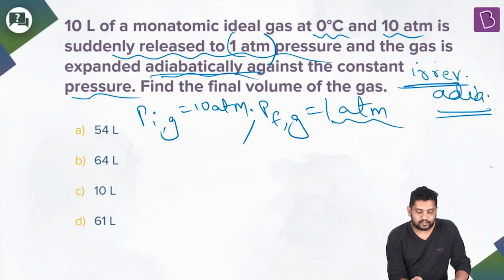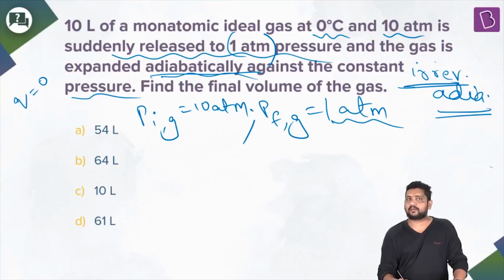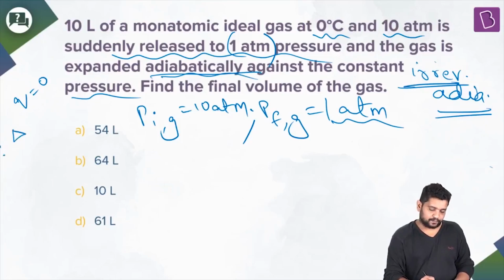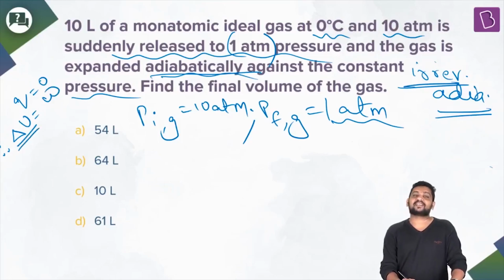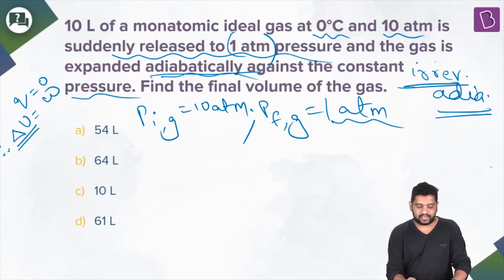So what you have to do is, we know, of course, Q is 0, right? Delta U equal to Q plus W. We know Q is 0, adiabatic process. So delta U equal to W, right? Delta U is equal to W. This is what we are going to write. What is delta U? It is supposed to be n C_V delta T.